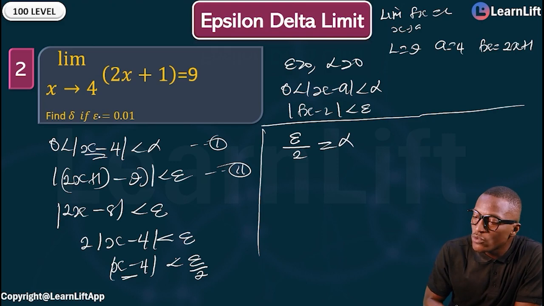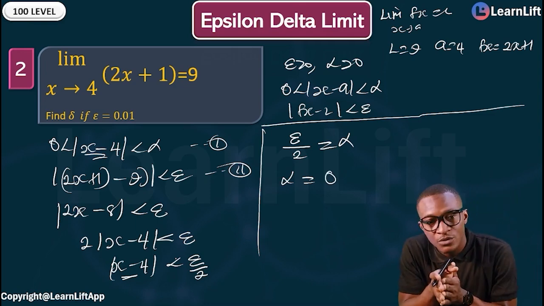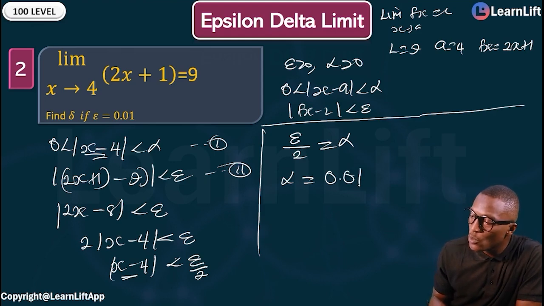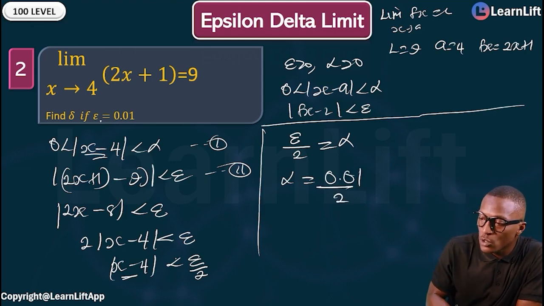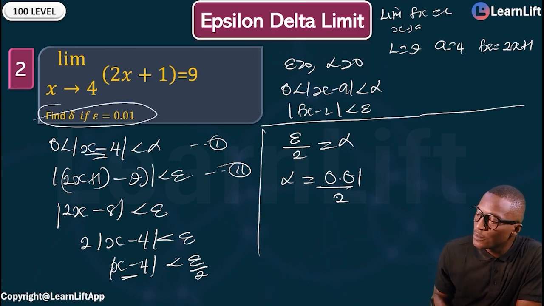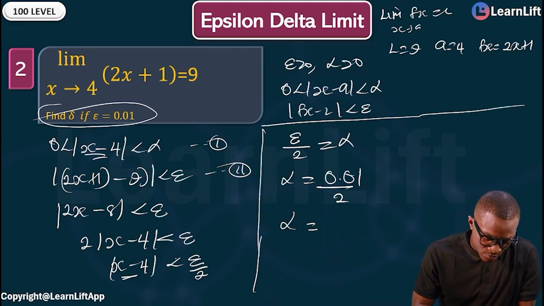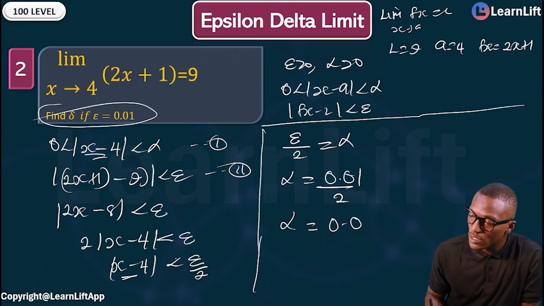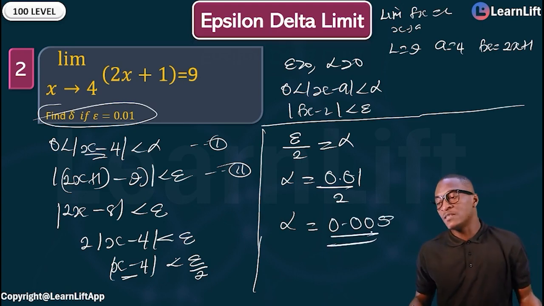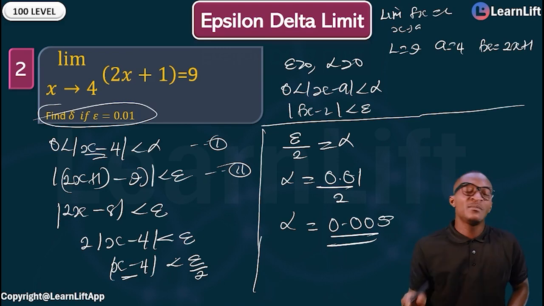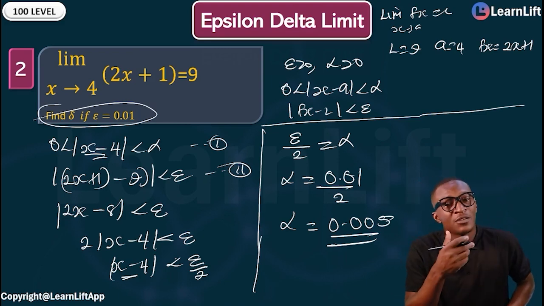Now, what will be delta if epsilon is 0.01? Most times they can give you values. So delta becomes 0.01 all over 2. Delta will be equal to 0.01 divided by 2, which gives 0.005. So that's the value for delta. Epsilon-delta limit is very easy, just find the epsilon-delta definition.